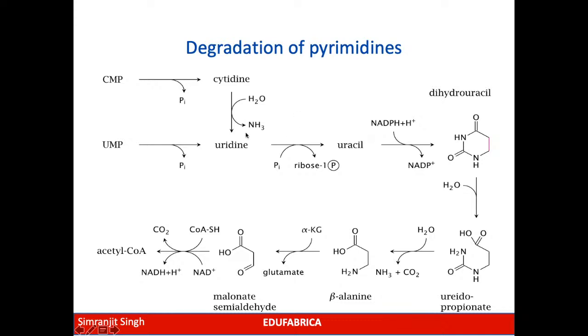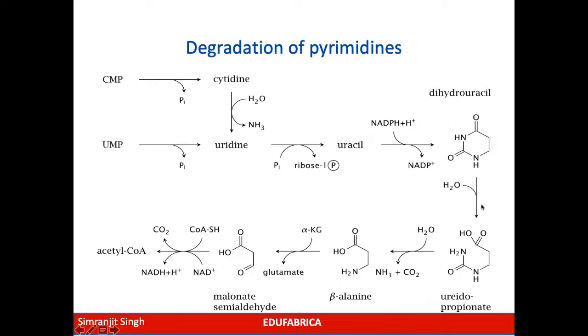So the same CMP and UMP, cytidine and uridine monophosphate, how can we break them down? How does the degradation of these pyrimidines happen in the body? The first phosphate group is removed, leading to formation of cytidine, and then in the presence of water, ammonia is removed, making it uridine, or directly UMP becomes uridine, and then from uridine your sugar is removed, and it becomes uracil. Then from this uracil, in the presence of NADPH, giving rise to NADP plus, you have your dihydrouracil.